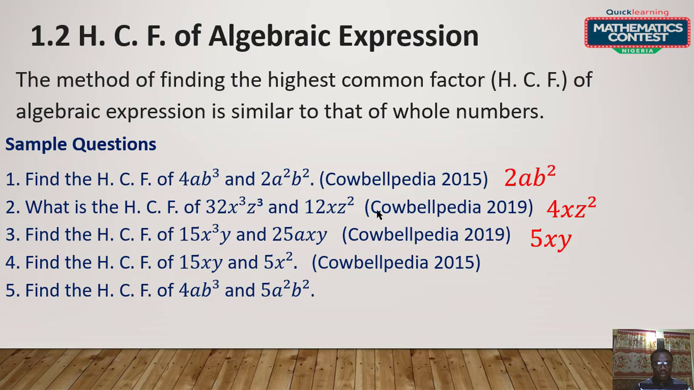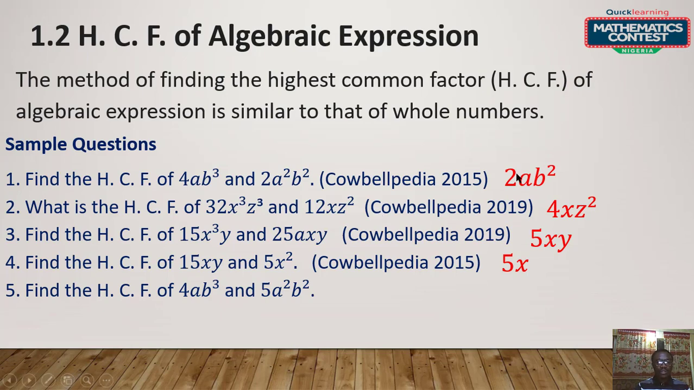The same thing for number 4, 15xy and 5x squared. Looking at it, 5 and 15, the common factor there is 5. Then I have 5x. y is not common in 5x squared, so I will have 5x. The fifth one: 4a cubed, then I have 4ab cubed, then 5a squared b squared.